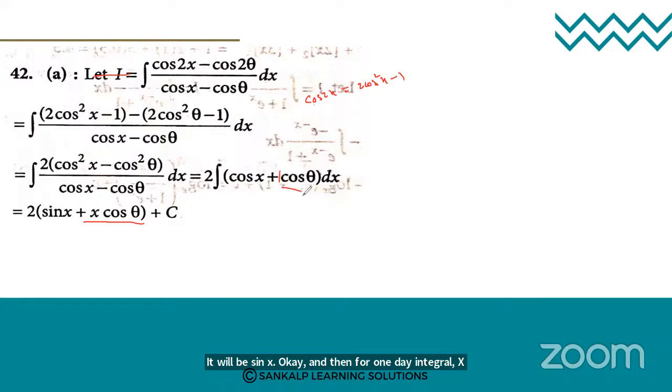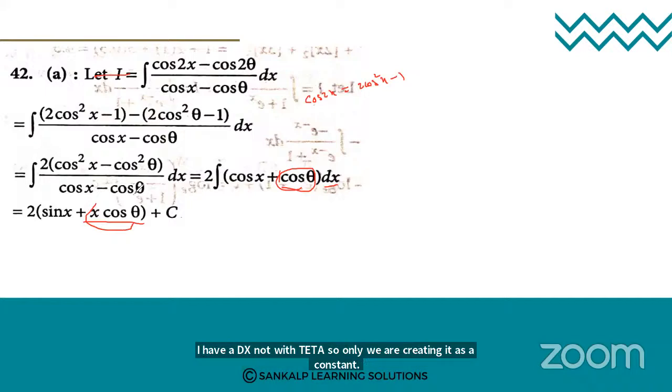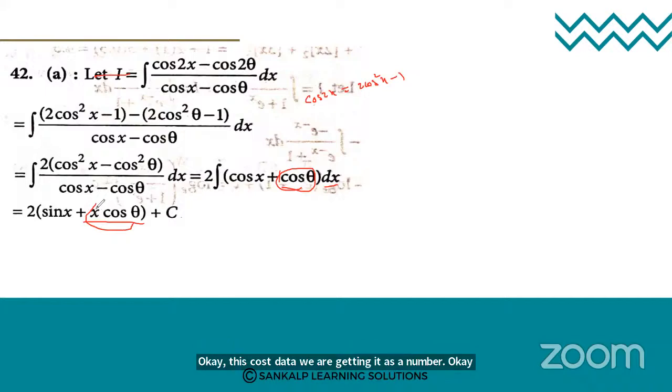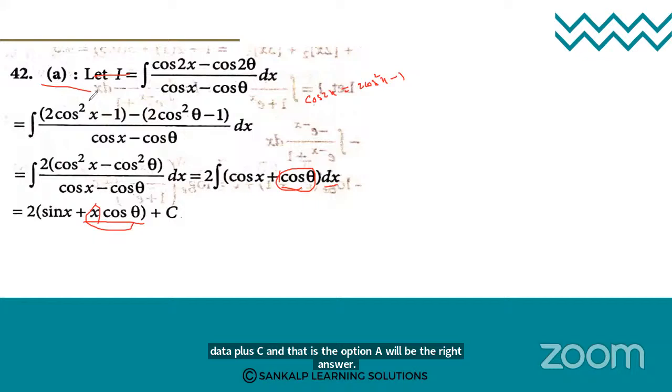Most of the students get confused here. Since the variable is dx, we are integrating with respect to x, not with theta, so we are treating cos theta as a constant, as a number. And the integral of 1 will be x. So the final answer will be 2 into (sin x plus x cos theta) plus c, and option A will be the right answer.